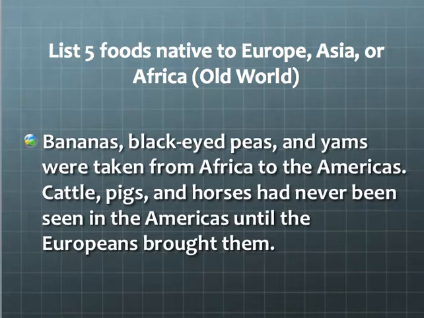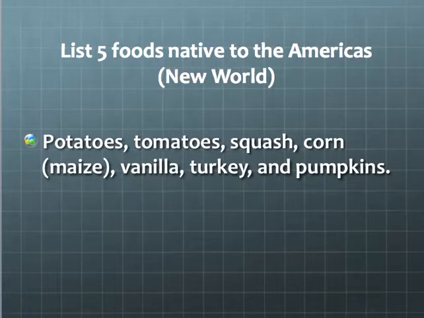List 5 foods native to Europe, Asia, or Africa, also known as the Old World. These are the places that they knew about. Bananas, black-eyed peas, yams, cattle, pigs, horses. Okay, lots of things. Lots of diseases, obviously, too. All right, list 5 foods native to the Americas. Potatoes, both regular and sweet potatoes. Tomatoes, squash, corn, vanilla, turkey, and pumpkins.